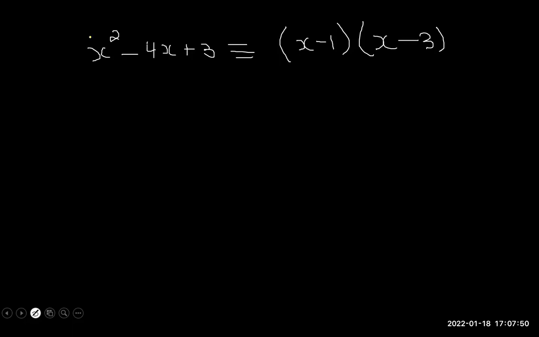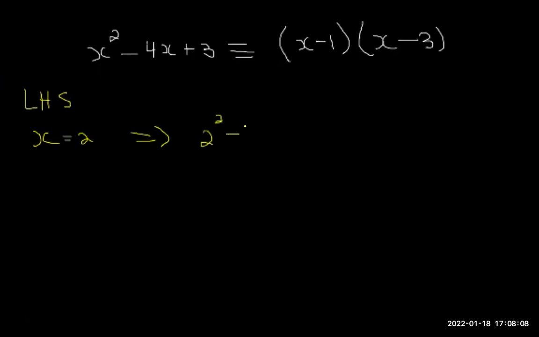Well, I could take x. So x is my variable here, right? For any value of x, let me say this is my left-hand side. If I say that x is equal to 2, then 2 squared minus 4 by 2 plus 3. 2 squared is 4, minus 4 times 2, so that's minus 4 plus 3, that's minus 1. Okay, so that's my left-hand side.